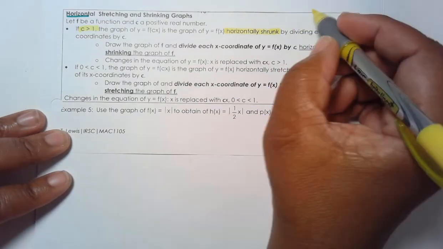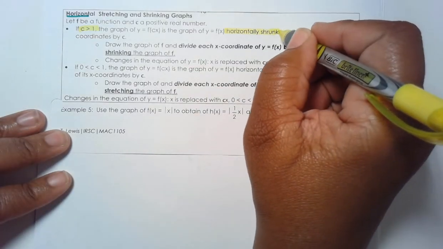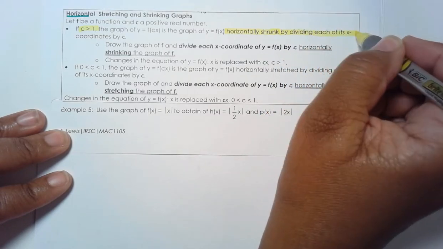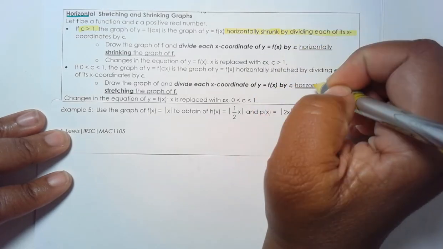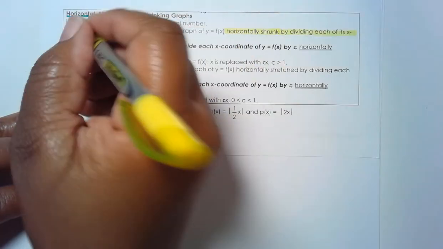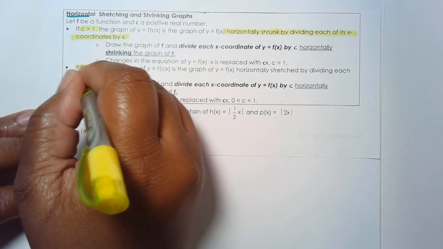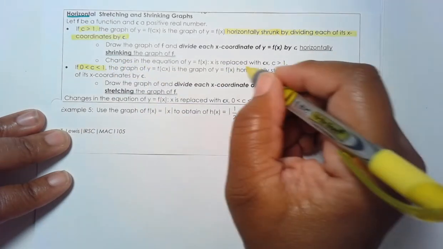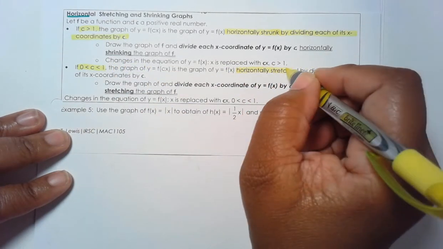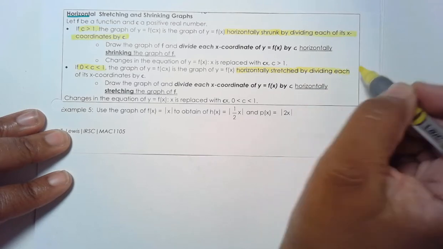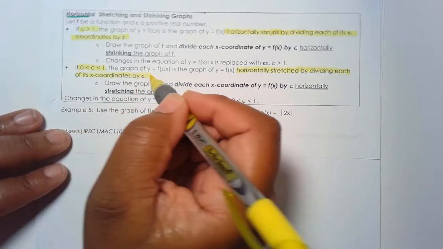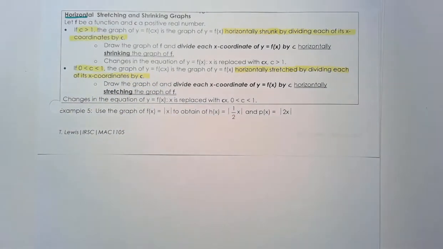And how do we find those points? Well, this time we're going to divide, whereas before we multiplied the y coordinates. This time we're going to divide the x coordinate by that number. And if our number is between 0 and 1, there will be a horizontal stretch where we're going to divide each of the x coordinates by our c.